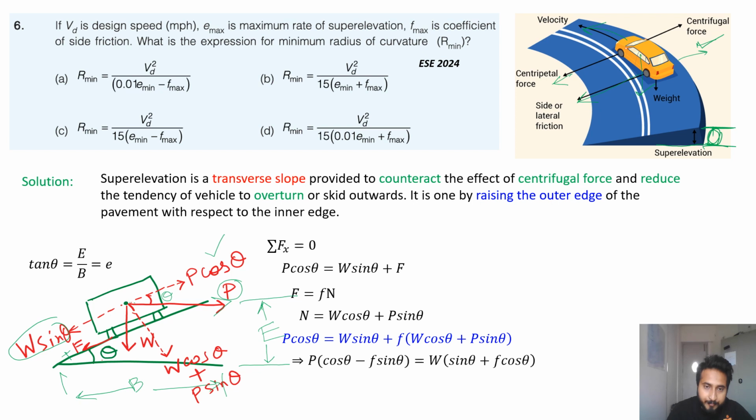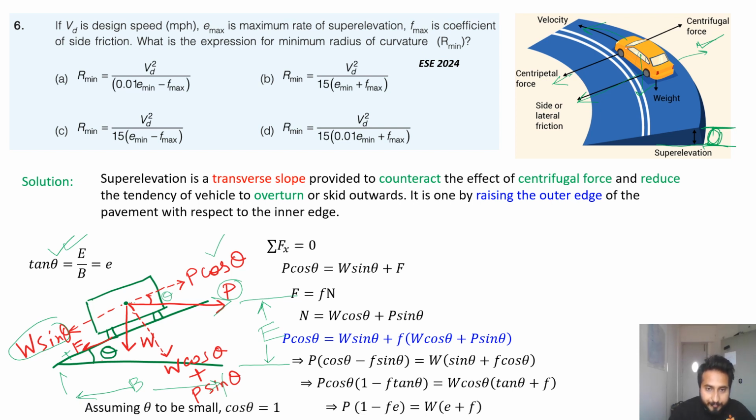Taking P on one side and W on the other side, we get P into cos theta minus f sin theta equals W into sin theta plus f cos theta. Now we'll take cos theta common on both sides, so we get it in the form of tan. We already know tan theta equals e, and as theta is very small, cos theta will be 1. So we get P into 1 minus f e equals W into e plus f.